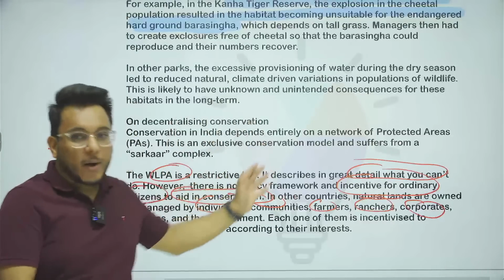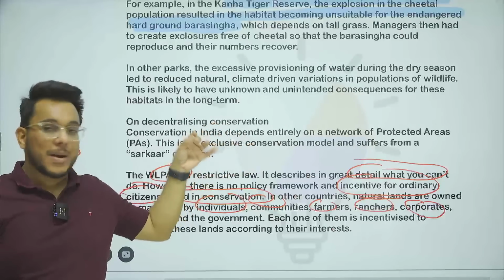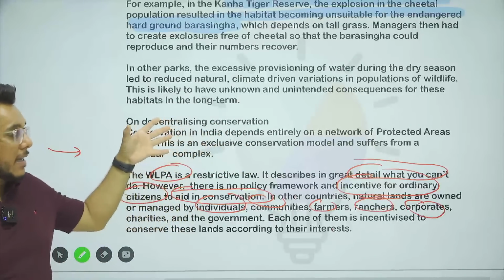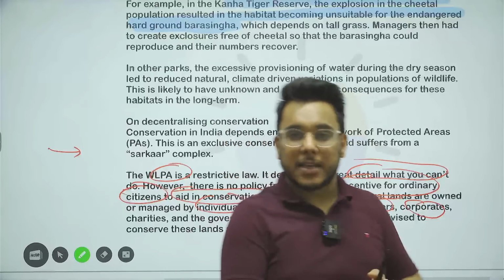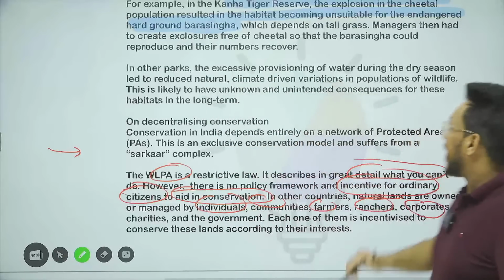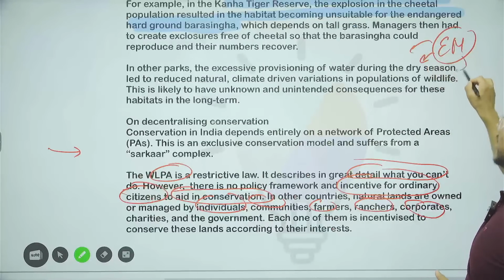So guys, these are all the issues with respect to the conservation in India, particularly the conservation of the tiger. Now guys, one more thing I would like to tell you, as we are talking about the tiger: what is the status of the tiger? As per the IUCN Red List, it is endangered. So as per the IUCN Red List, the tiger is endangered.